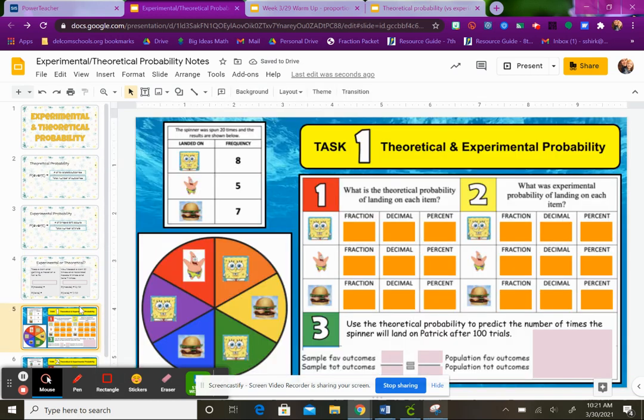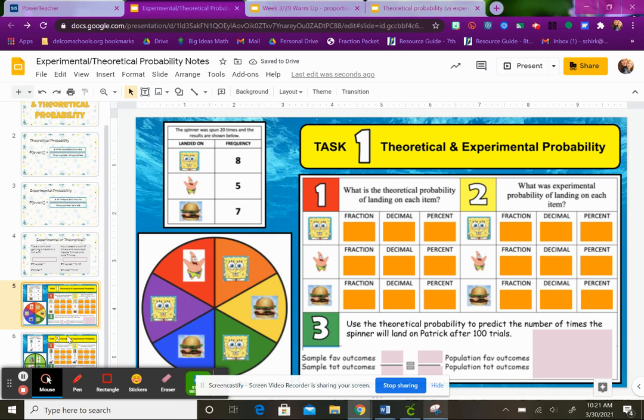And so we spend a lot of time in class today working on the next 2 slides. I go over a good chunk of it. And so I have a spinner over here, and it lists out SpongeBob, Patrick, and a Krabby Patty. And you are going to tell me the probability, what we would expect to happen of each of those 3, and then what really happened when somebody spun it 20 different times.